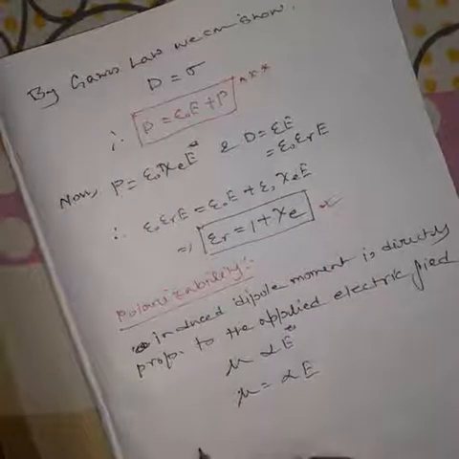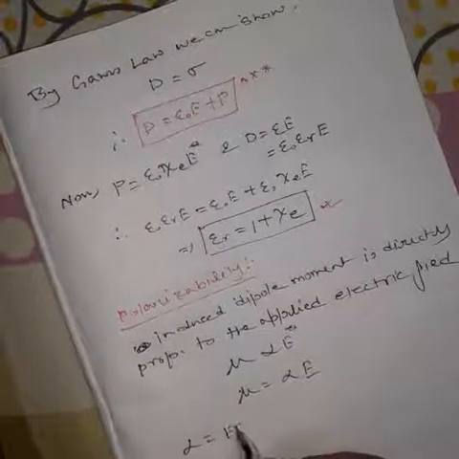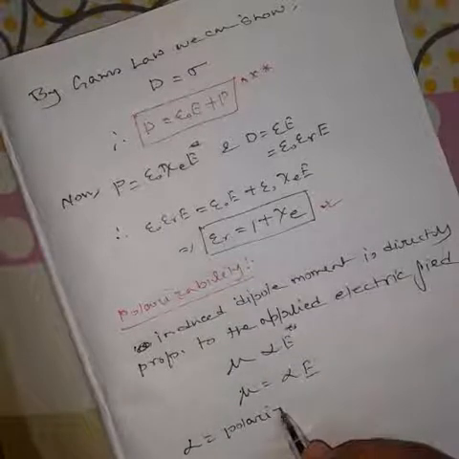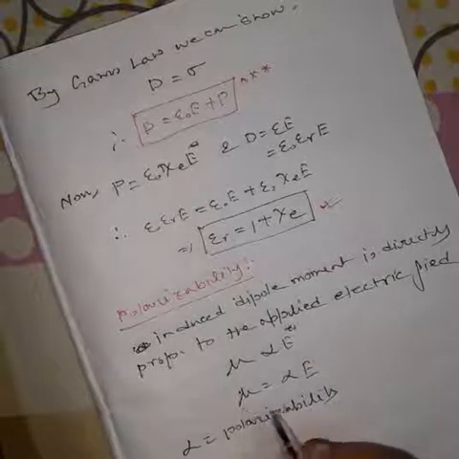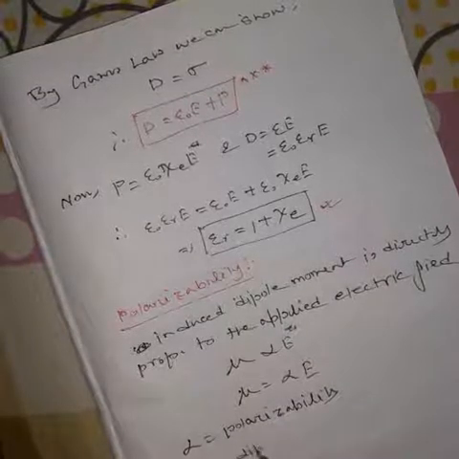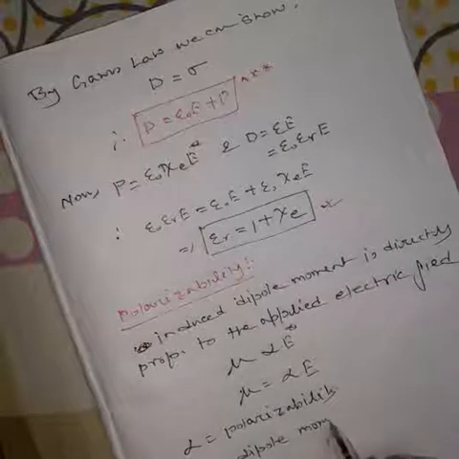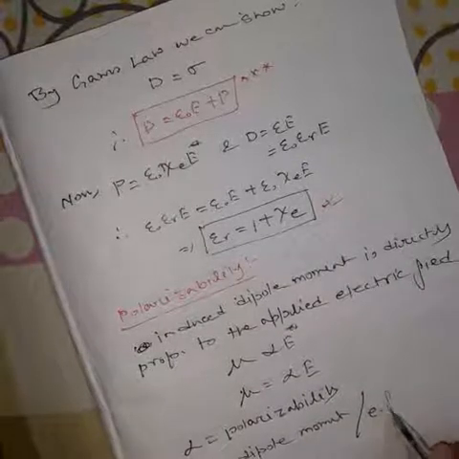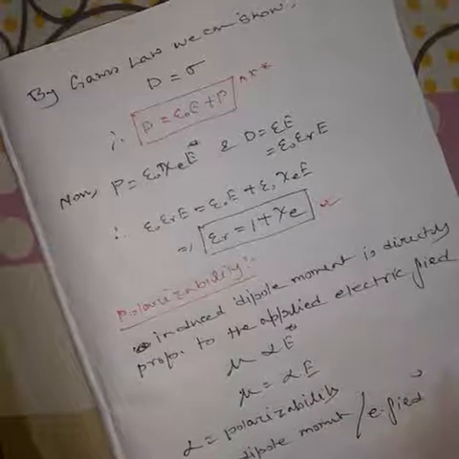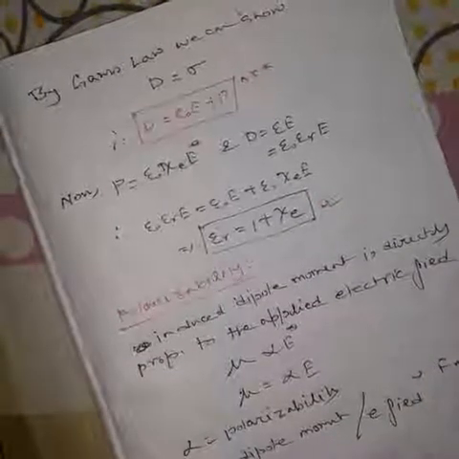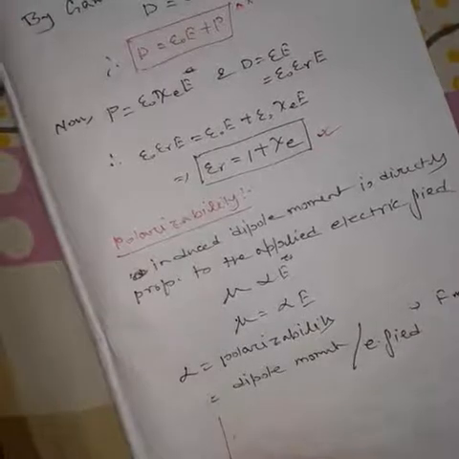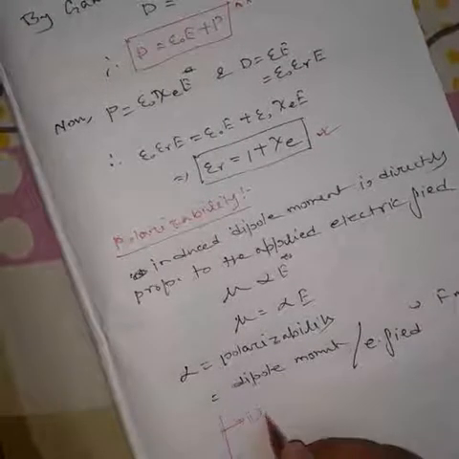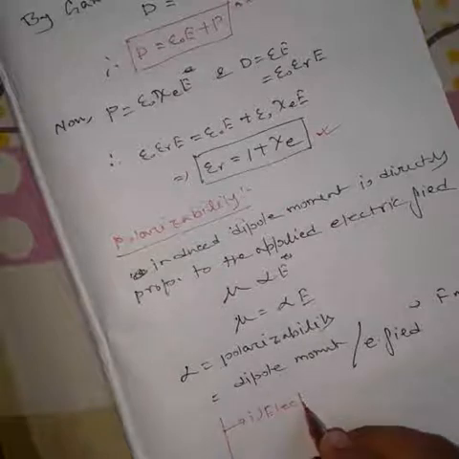This alpha is called the polarizability. So this is actually induced dipole moment per unit electric field. Okay, the unit is this. Okay, there are generally three types of polarizations. Number one is electronic polarization.